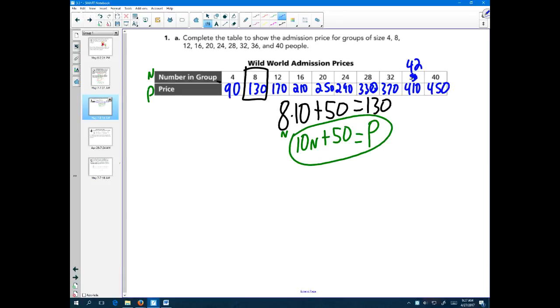Whatever the number is, you have to times it by 10. And where did the 10 come from again? Because it's $10 for every person. $10 for every person. So my question now is, why does this table go up by 40 every time instead of 10? If it's $10 per person, why does this table not go up by 10 every time?